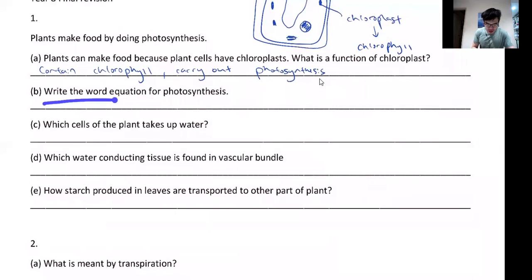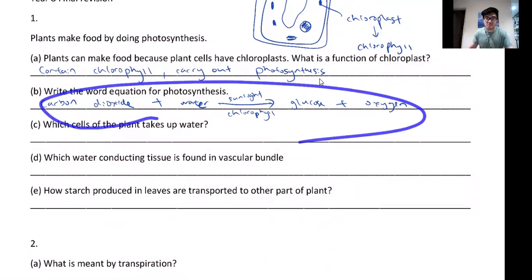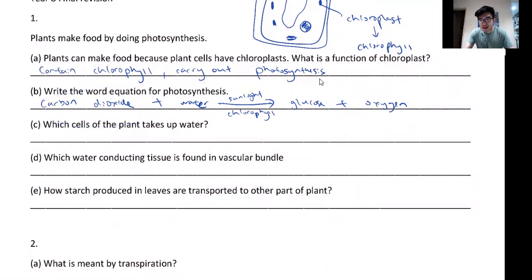All right, so B, write the word equation for photosynthesis. So what is the word equation? That would be carbon dioxide plus water. You will get glucose and oxygen. Of course, you will need sunlight and you will need chlorophyll. So this is the equation that you must remember. Must.